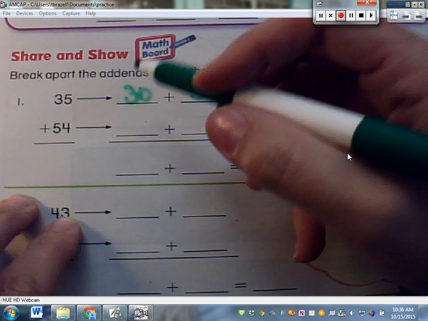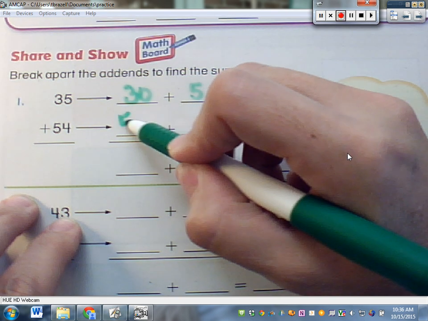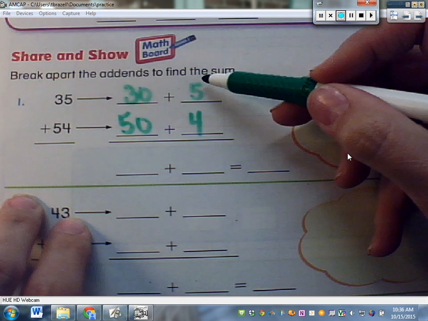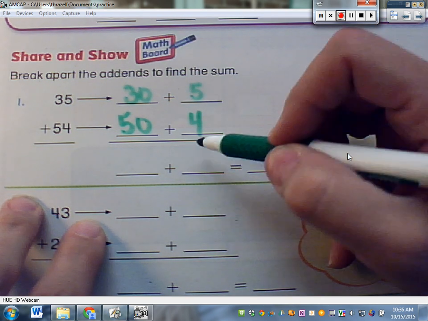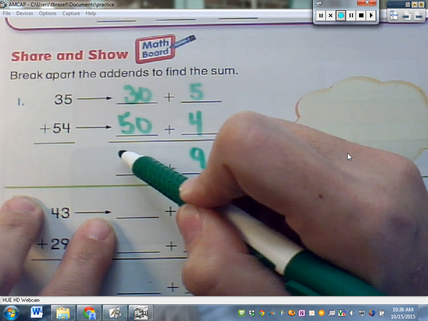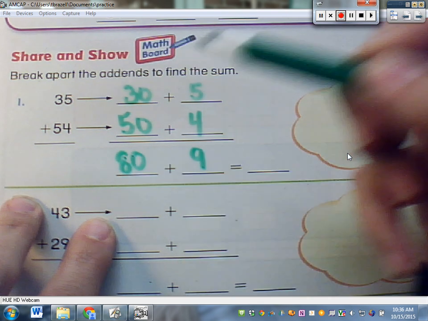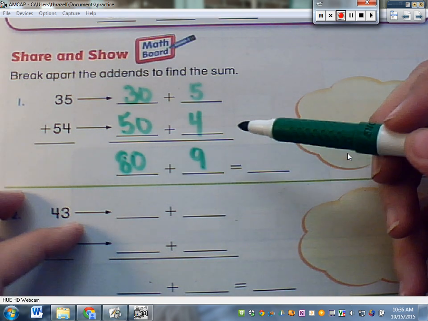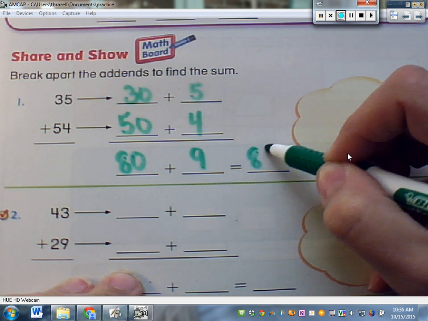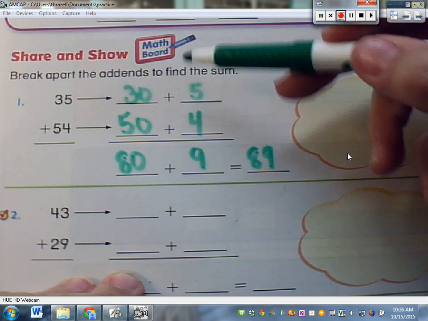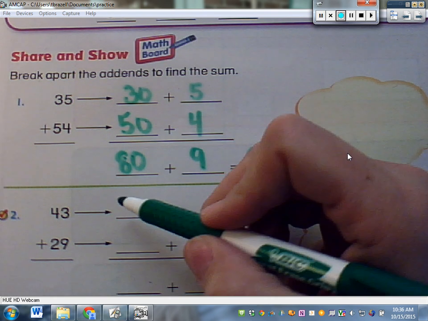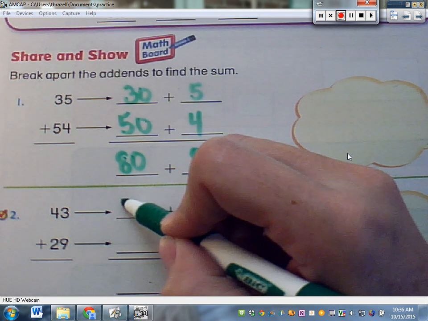Sorry, it may have gotten blurry. And then we have 54 becomes 50 plus 4. And then we just add it up. So we have 5 plus 4 is 9. And then we have 30 plus 50 is 80. And then we add 80 plus 9, which we've been doing with place value also since the beginning of the year, is 89. And we didn't need the cloud because 5 plus 4 is not a larger number that we had to worry about.